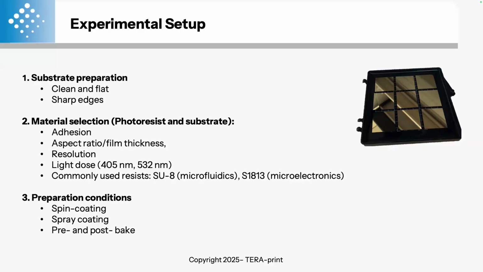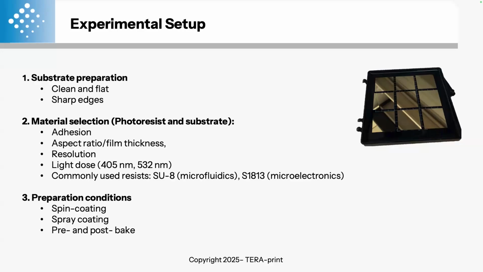There are some commonly used photoresists for our instrument. For example, SU8 is a form of negative photoresist. We generally use it for the microfluidic setup, and it comes with different thicknesses. So you want to make the choice based on your experiment. And also there's S1813 or S1805 that are more generally used for microelectronics application. And this one is a positive photoresist.